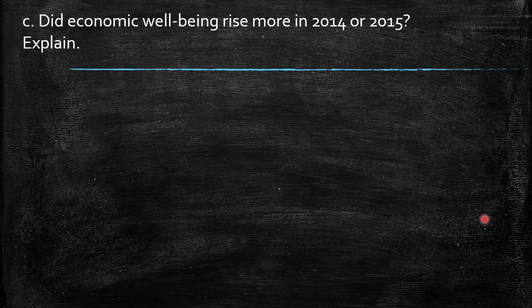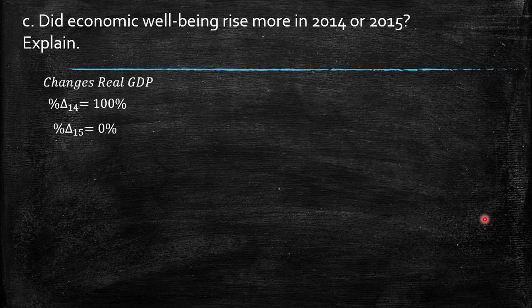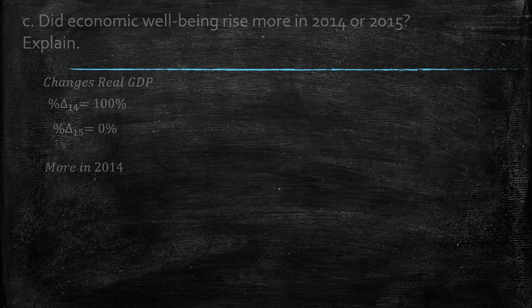Okay, then did economic well-being rise more in 2014 or 2015? So first, every time you want to monitor the situation of well-being, you need to focus on real GDP because it already rolled out the changes in prices. We know that the change in 14 was 100% and the change in 15 was 0%. So naturally, there was a better increase in well-being in 2014 instead of 2015.